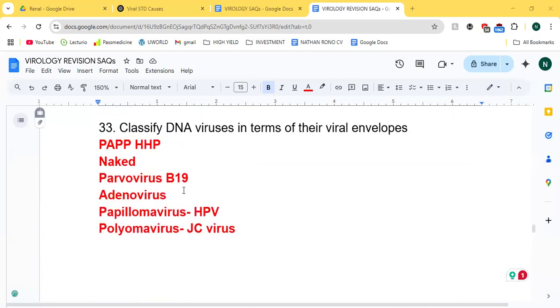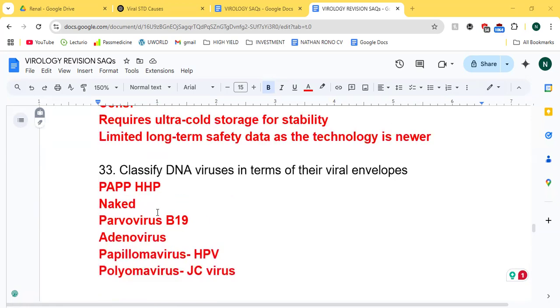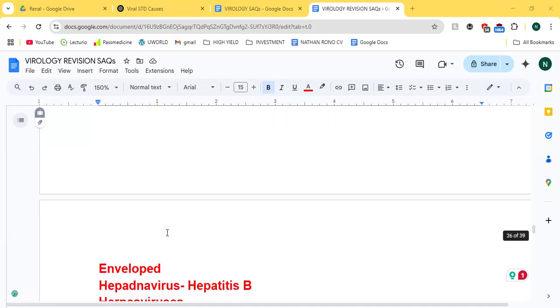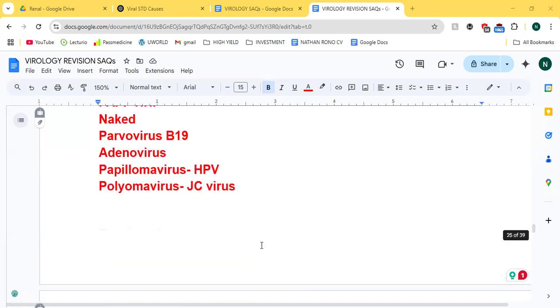Next, this is single-stranded. Parvovirus is the only single-stranded DNA virus. The rest are double-stranded DNA. So two unique things about Parvo. It is the smallest and it is the only single-stranded DNA. The rest are double-stranded DNA. Definitely, we know hepatitis B is partially double-stranded DNA.